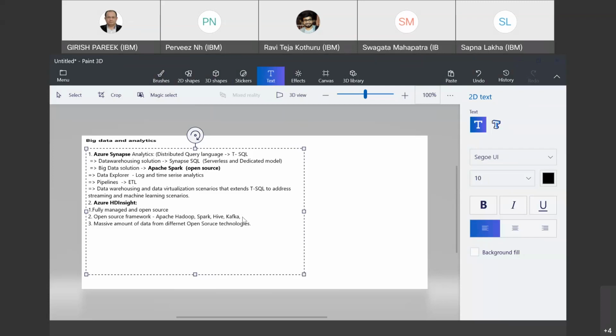There are too many technologies out there, like Spark, Hive, Apache Kafka, Apache Storm, Hadoop, SQL, and Apache Zookeeper.